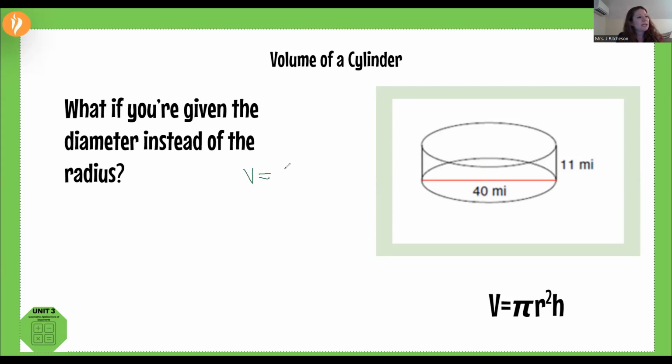So the volume would be our pi times radius squared times the height. So pi times 40 squared, not 40, but 20 squared times 11. So I know 20 squared is 400, and 400 times 11 would be 4,400. So an exact answer would be 4,400 pi miles cubed. Oh my goodness, this is huge. 11 miles tall. This is very, very large.